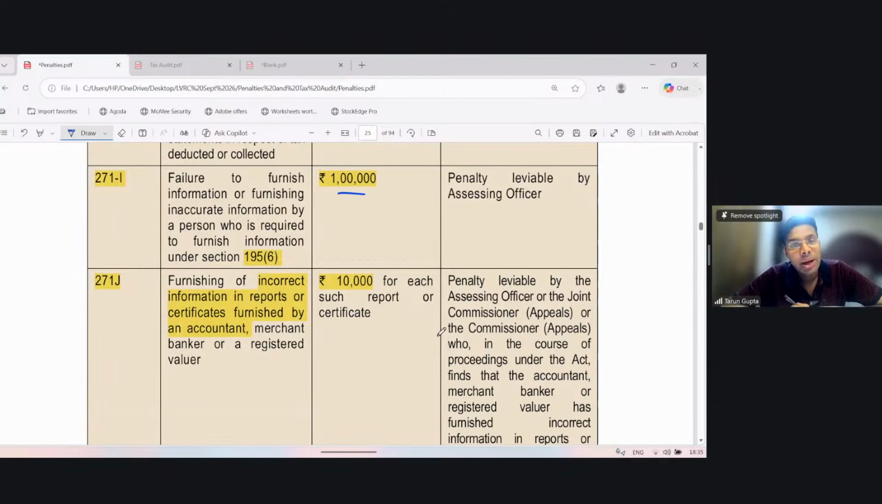271J. If there is incorrect information in a report or certificate furnished by an accountant, which includes a report furnished by chartered accountants also, then there is a penalty of 10,000 for each such report.